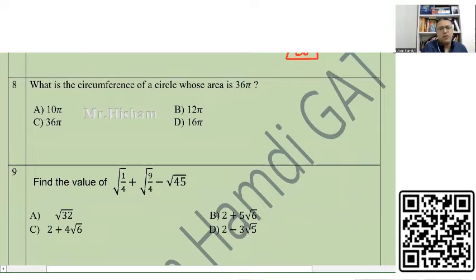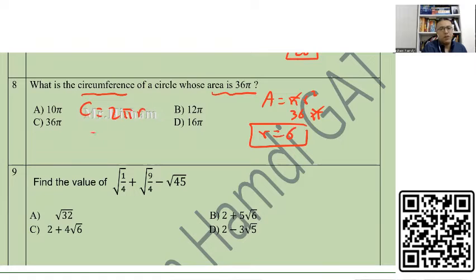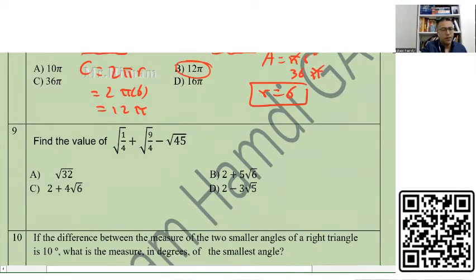What is the circumference of a circle? Its area is 36 pi. Directly, you know that the area is equal to pi r squared. So 36 pi means r is equal to 6. What is the circumference? Circumference is equal to 2 pi r. So it's 2 pi times 6, which is equal to 12 pi. So the right answer is B.